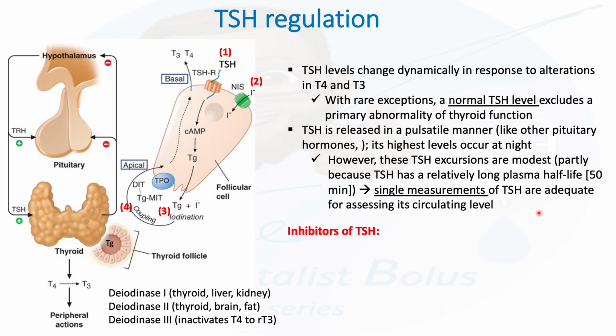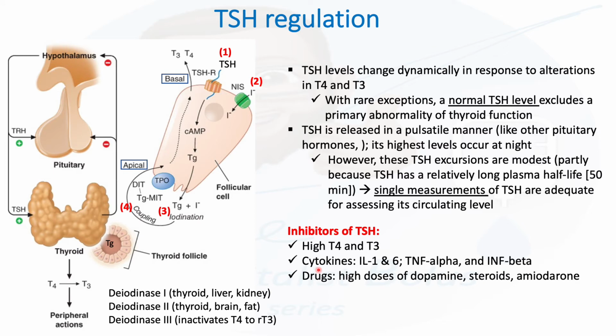And then there are some inhibitors of the secretion of TSH. We're all aware of the negative loop, where high T4 and T3 levels suppress TSH secretion, but also cytokines like interleukin 6, interleukin 1, TNF alpha, and interferon beta can be inhibitors of TSH, and this can play some role in the sick euthyroid syndrome, as we're going to talk about later. And then some drugs, like high doses of dopamine, steroids, or amiodarone, can also inhibit the TSH level. So this is just a brief overview of the TSH regulation.